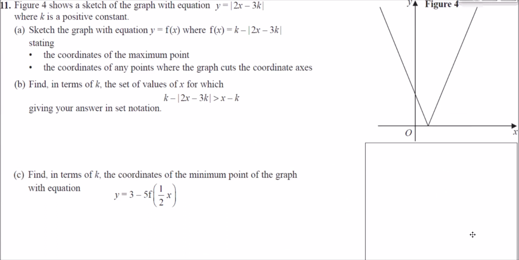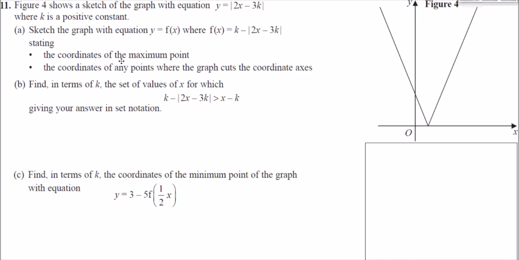Question 11 is about graphs and the modulus function. Figure 4 shows a sketch of a graph of equation y equals mod of 2x minus 3k, where k is a positive constant. For part A, we need to sketch the graph of equation y equals f of x, where f of x equals k minus mod of 2x minus 3k. So in other words, f of x is k minus how y was defined here.